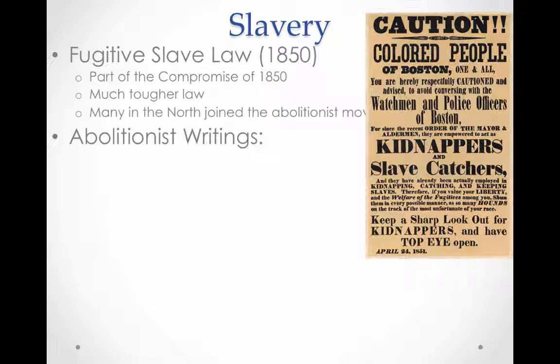That was good. All right, so how did people join this movement? Well, a lot of people came to the abolitionist movement through writings, and specifically two writings we have here are The Liberator and also Uncle Tom's Cabin.